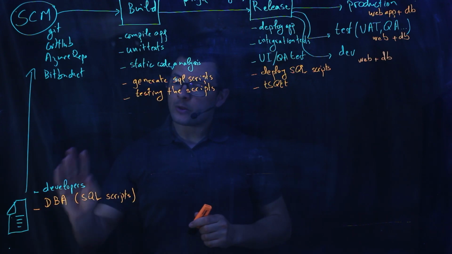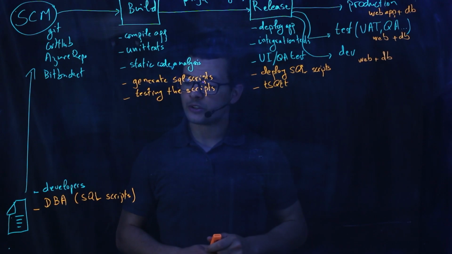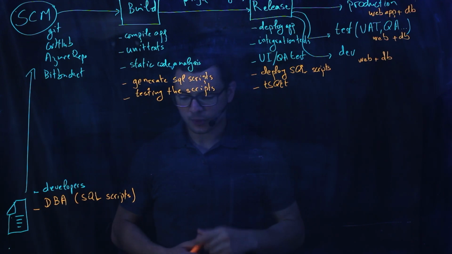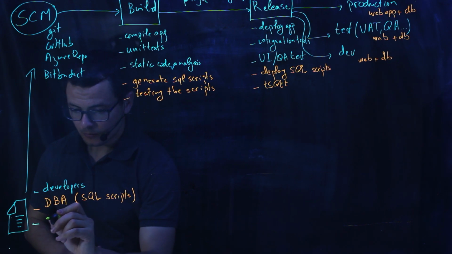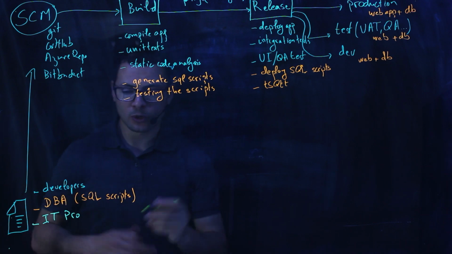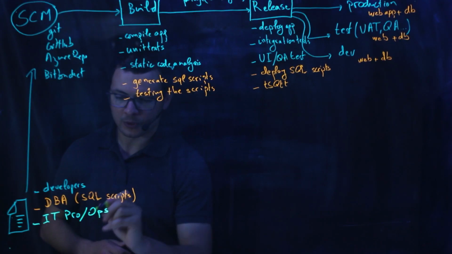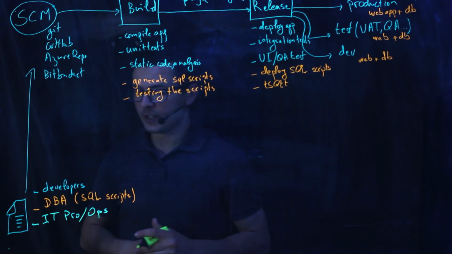So we have talked about the developers, the DBA. Now we still need to add a third one here, who are the IT Pro. So let's add those. I'll use again a different color. IT Pro or the Ops, because DevOps is about the developers and the Ops. So we need to add those into these different pipelines.